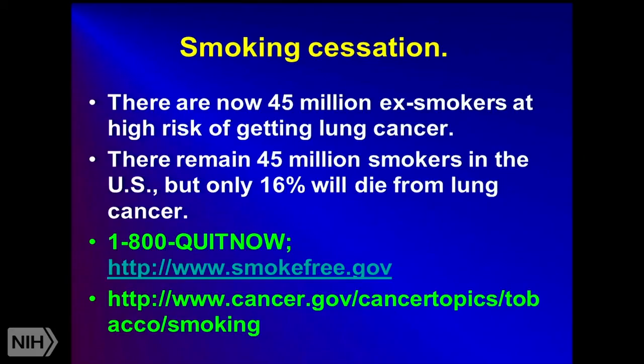So now in this country, we still have 45 million smokers. The good news is only 1 in 6 will actually die from lung cancer. We don't know why all the smokers won't die from lung cancer. Many of them die from other things, though, such as heart disease. But now in the US, we have 45 million ex-smokers. And that's a very, very good thing, because after 10 years, the risk of getting lung cancer is dramatically reduced.